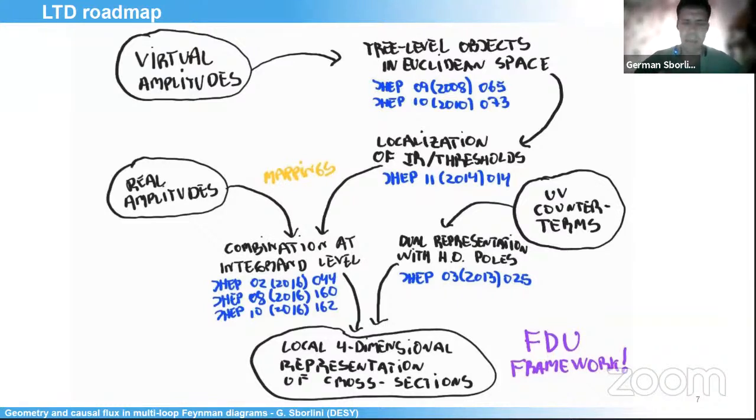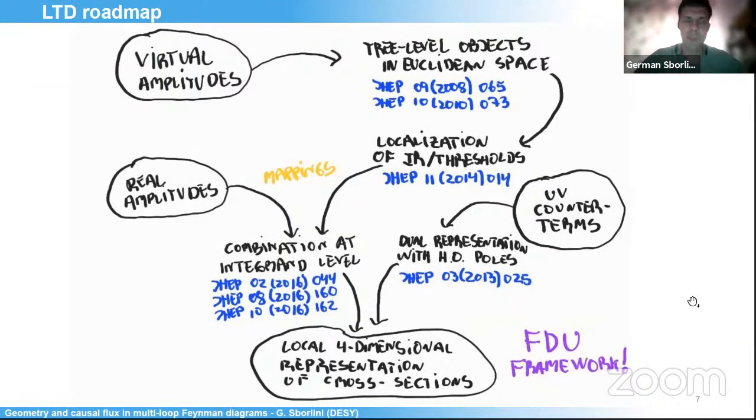By using some mappings and putting into the game the real amplitudes, we achieved a combination that was finite, that was integrable, and that represents the cross-section in a purely four-dimensional way. Of course, the UV counterterms that we were mentioning before were converted into dual amplitudes by using a set of formulas that were developed in 2013.